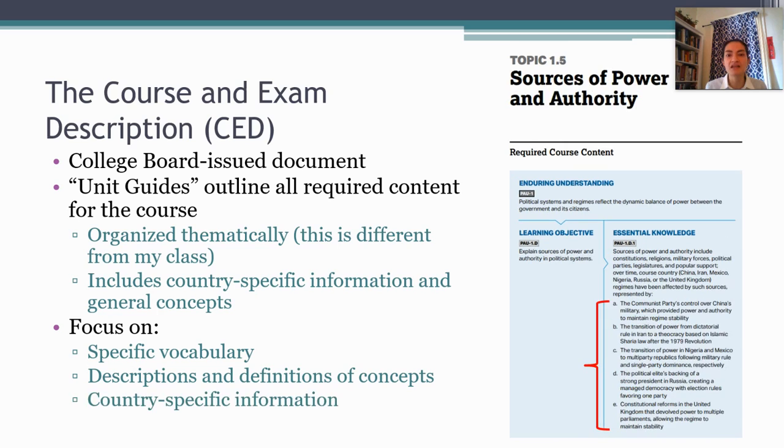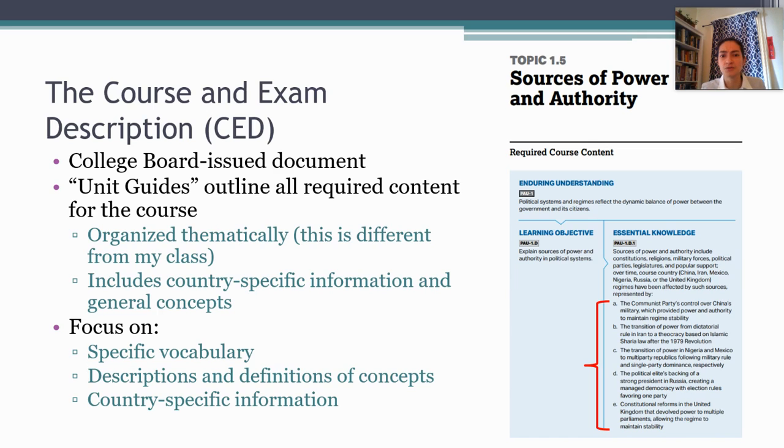Finally, embedded in here, and this is going to be a little bit tricky because you have to go on a scavenger hunt if you want to take the country by country approach to studying, but embedded in the course and exam description with each relevant topic, you'll find some pretty specific information that you need to know about each country. So I've skipped down here to topic 1.5, which is called Sources of Power and Authority.